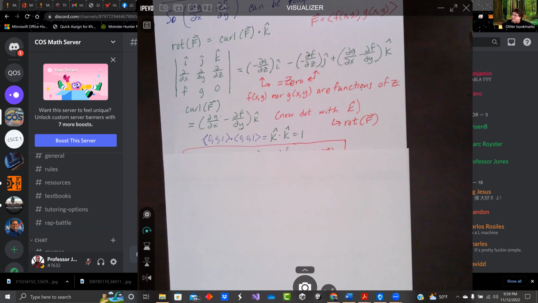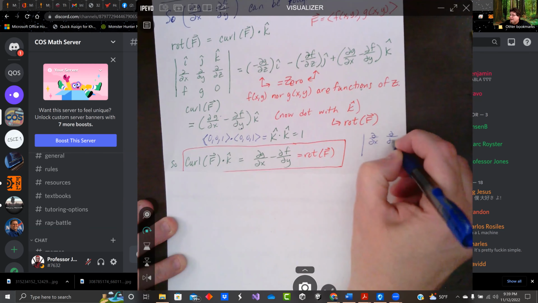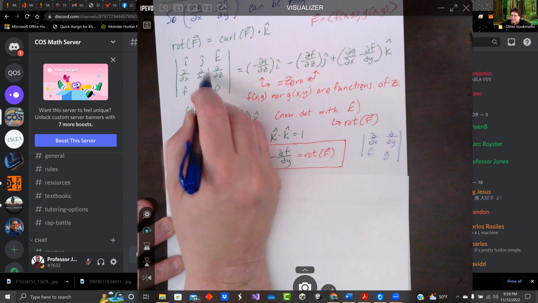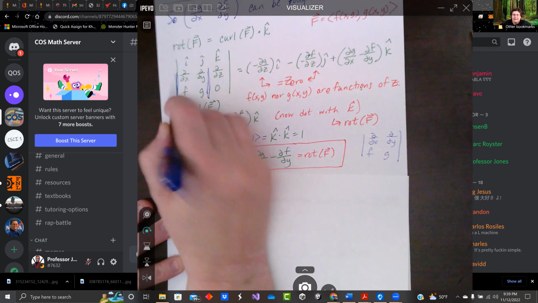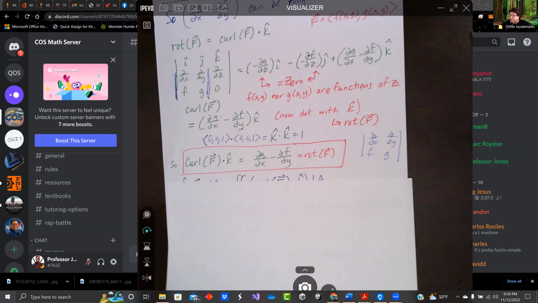I think doing the rotation matrix where you have d dx and d dy, f and g, like the subcomponent of this, that's the k hat version. We're doing the determinant of this. So that might be easier to remember.